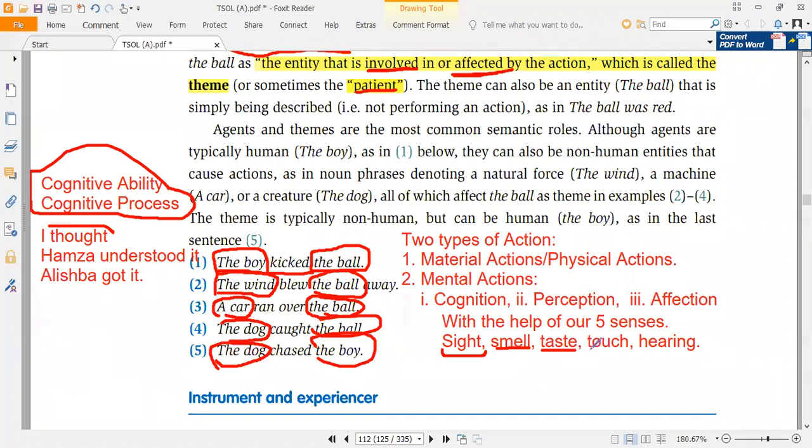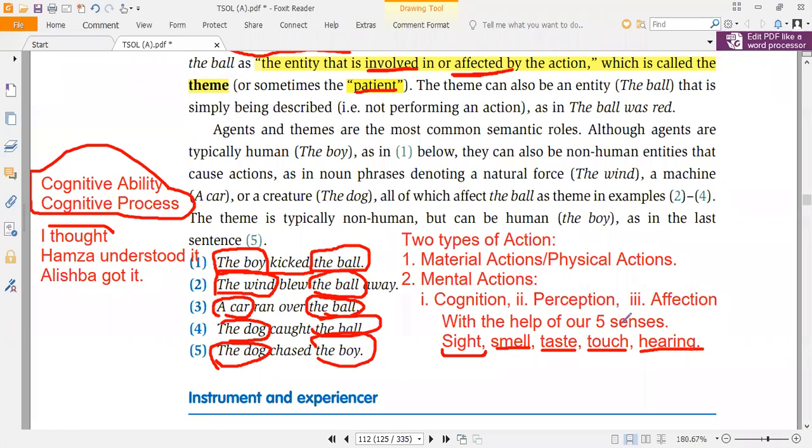So the sense of taste, and the sense of touch, our entire skin, if it is hot, if it is cold, if something is rigid, if something is soft. Whatever kind of feeling we come across, we come across it with the help of our sense of touch. That is a perception actually. And the sense of hearing, our two microphones, our ears.